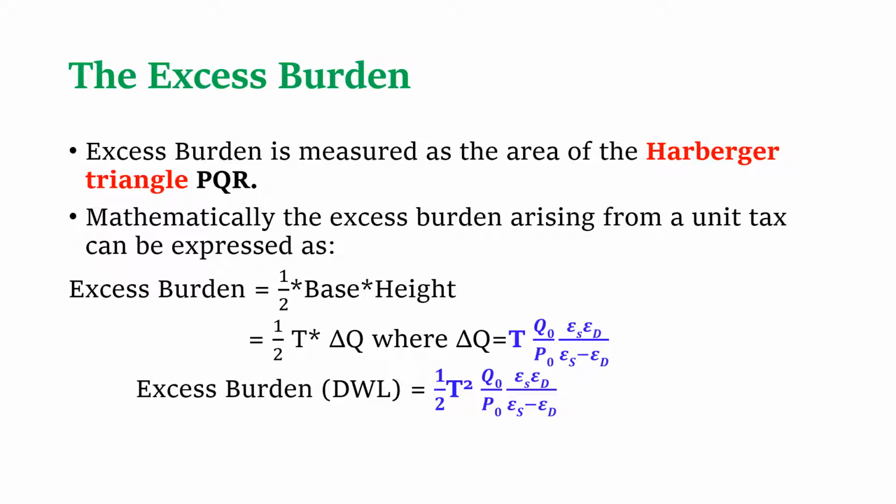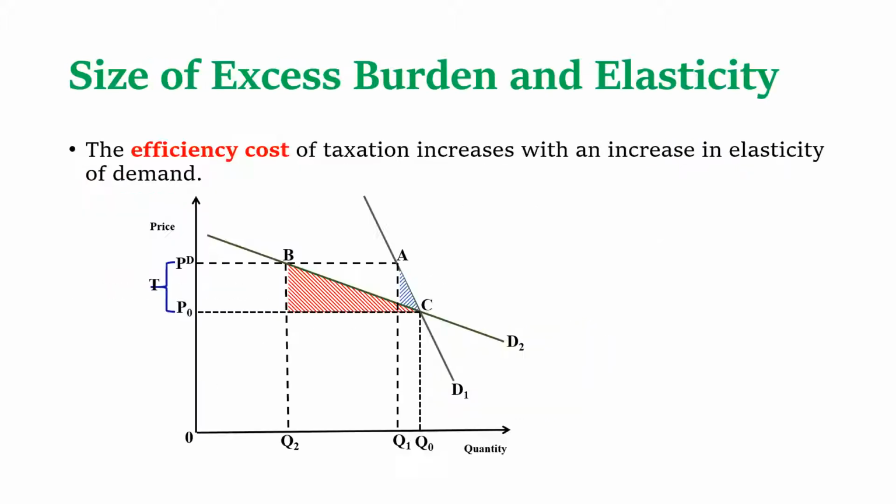Then you have your excess burden, which is half times T squared times that, and that gives you the excess burden, right? So we're going to do the math.